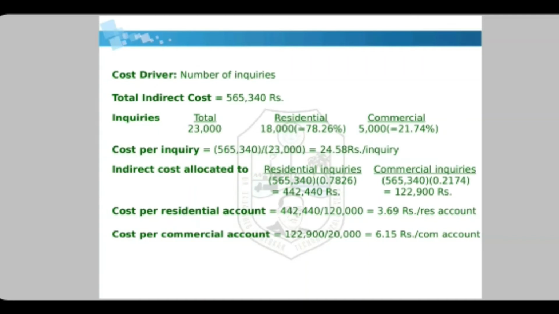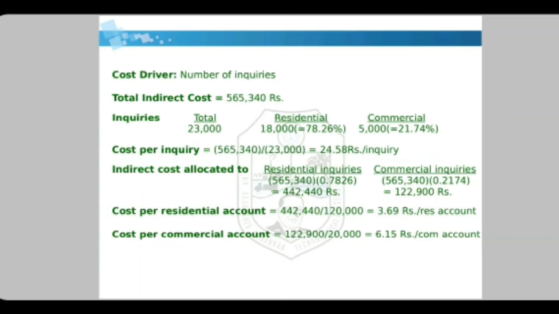Now indirect cost allocated to residential inquiries will be total cost into the share of inquiries. So it will be 565,340 into 0.7826, right? So it will be 442,440 rupees. And for commercial inquiries, it will be 565,340 into 0.2174. So that is 122,900 rupees.